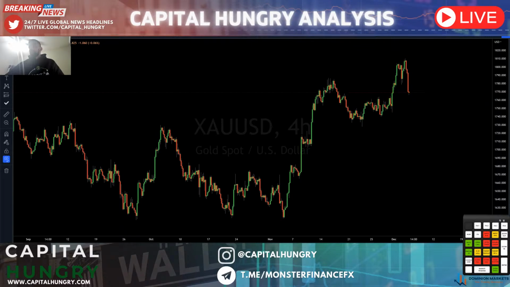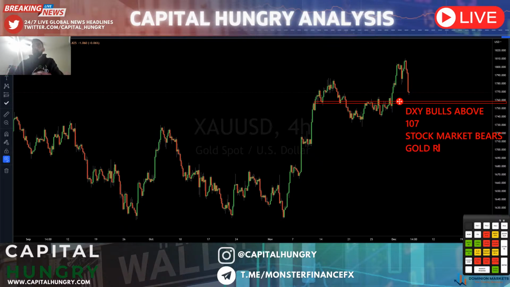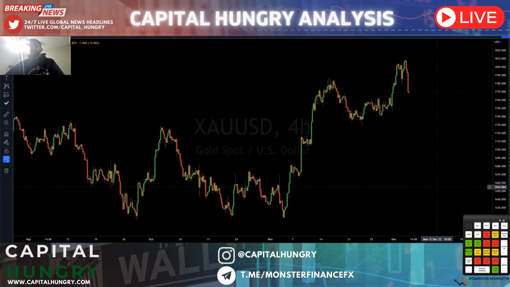For me to see sells, I would need to see these correlated confirms. Dollar bulls above 107 when you're looking at dollar index individually. Stock market bears. Gold break back below 1760s. Otherwise, this is just a deeper pullback phase on gold. Very common as we're still early into the new business month, of course, and into the new week.